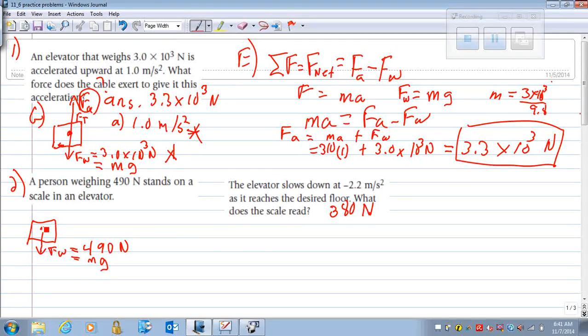Okay, and we know that the other vector is the applied force vector, and in this case, it is not equal to a negative 2.2. It is equal to ma. It is equal to mass times acceleration, and we know that that acceleration right here is equal to negative 2.2 meters per second squared. That's what this piece of information right here tells us.